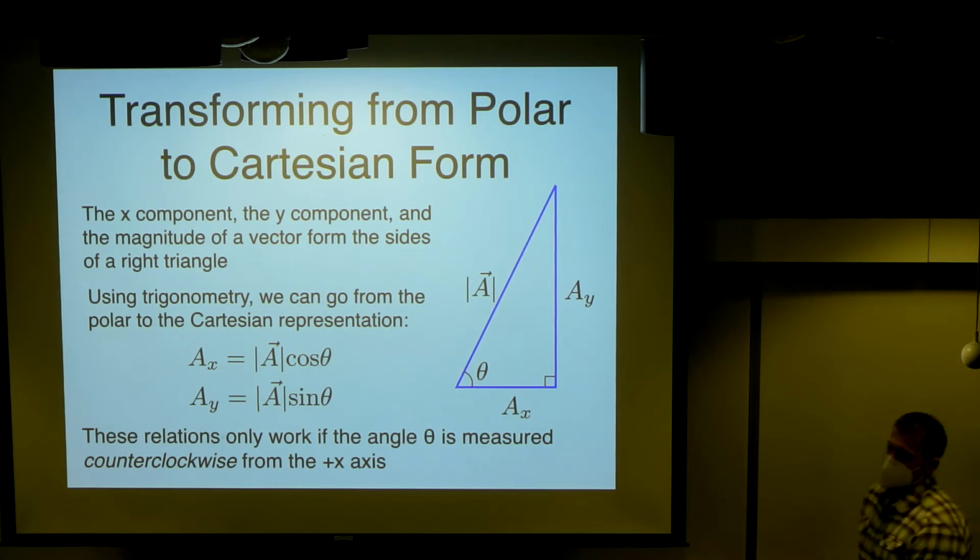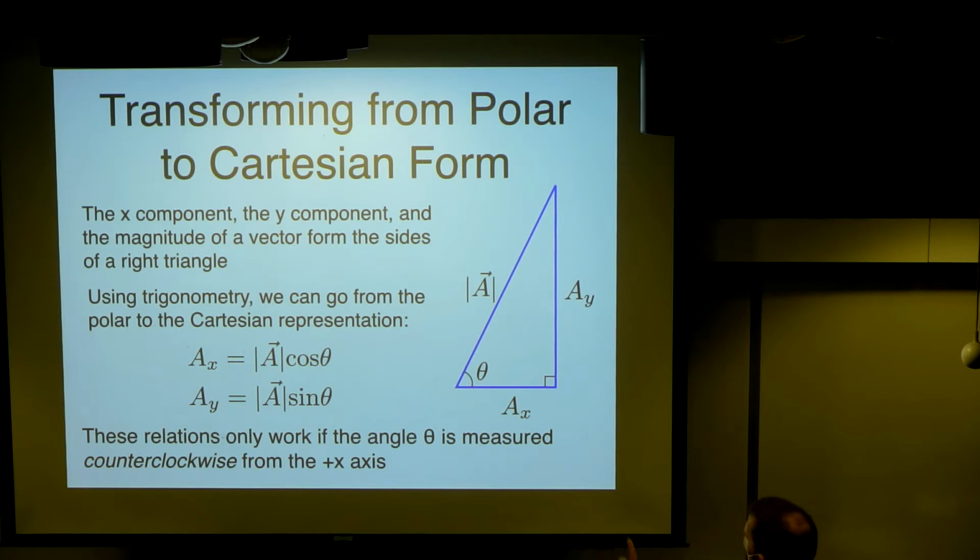So what have we done so far? We've said you can write a vector in Cartesian form, which means you have x and y components. And you can also write a vector in polar form, which means you have a magnitude and a direction. So how do we go from one form to the other? That's what we want to establish now.